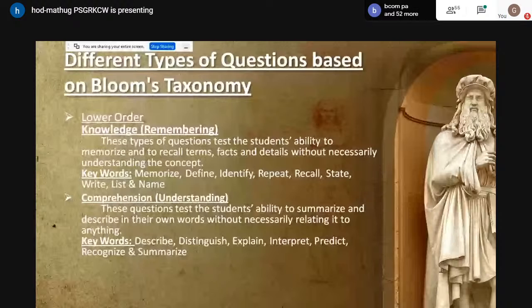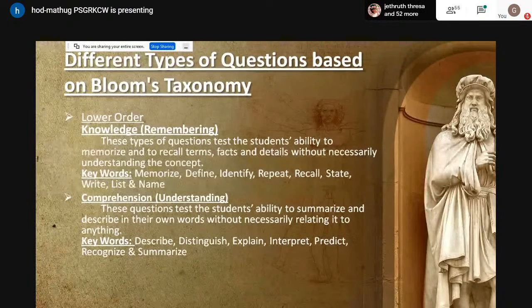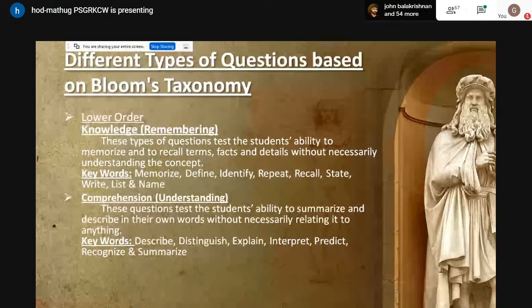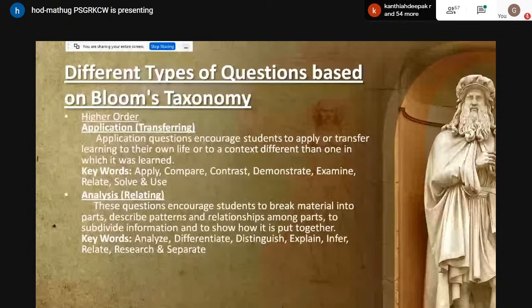In the comprehension level, it is slightly higher than the remembrance level. In particular, whether he has understood, that I will be checking. So here I will be using the keywords describe, distinguish, explain, interact, predict, recognize, summarize. And the remaining 4 levels are higher order levels.